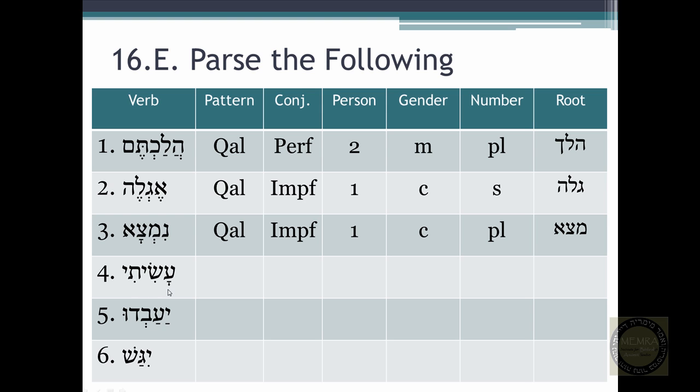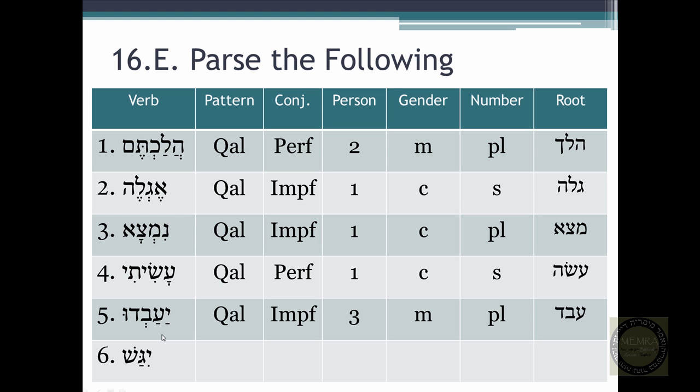Asiti, is there a prefix? No. So we have a qal perfect form, and the lemma will be asah. Third hey is replaced by the yod in the form. So qal perfect, first common singular. Number 5, ya'avdu, is there a prefix? Yes, it's the yod. So here's our lemma, avad, which means this is an imperfect form. Qal imperfect, third masculine plural.